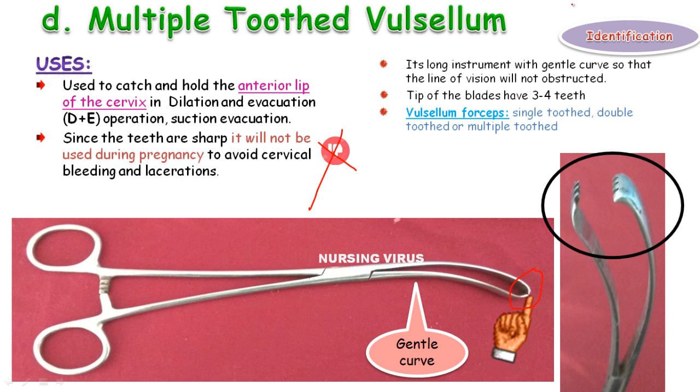How can we identify it? Mainly this instrument has a gentle curve. It is a slightly curved one, and at the tip of the blade, one side has 3 teeth and the other side has 4 teeth. And the other types of vulsellum forceps are single toothed, double toothed or multiple toothed.